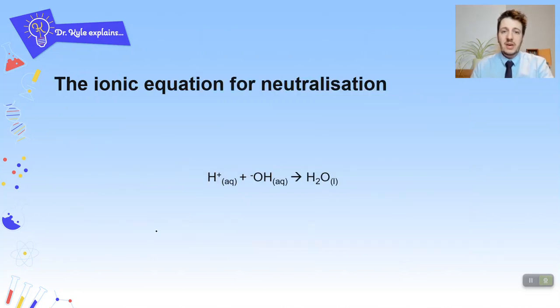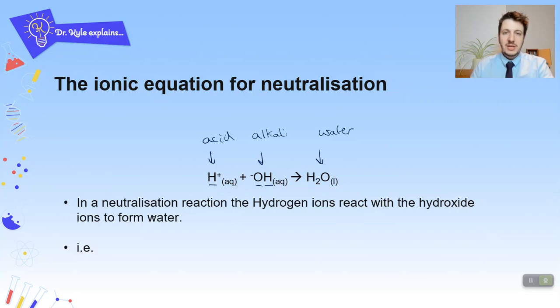Okay, so the ionic equation for neutralisation is H+, that's coming from your acid, plus OH-, that's coming from your alkali, and then your water is being formed from that. So hopefully we can see H, 1 hydrogen, 1 oxygen, 2 hydrogens, H2O. That's where it's coming from. So in a neutralisation reaction, the hydrogen ions react with hydroxide ions to form water.